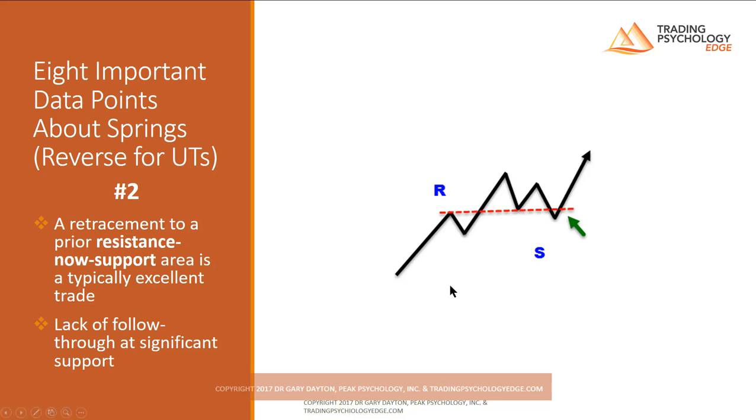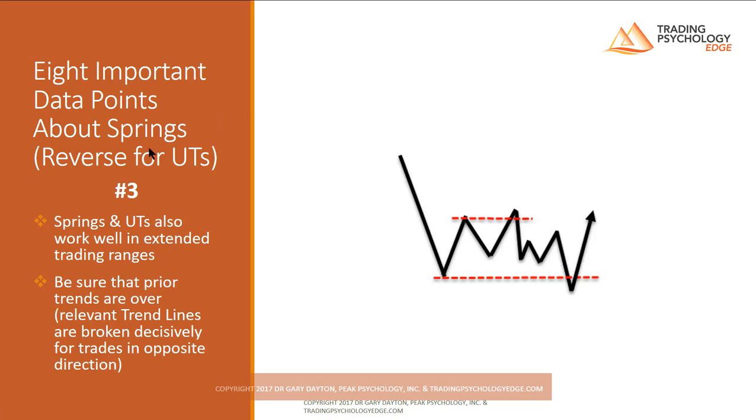So we've got trending conditions, the market retraces back and it comes back into what had been prior resistance and now is support. The third important data point here is that springs and upthrusts don't have to just be taken in trends. They work well in extended trading ranges as well. So they frequently define the edges of a trading range. So you're really getting in at the very edge of the trading range, either the top or the bottom.